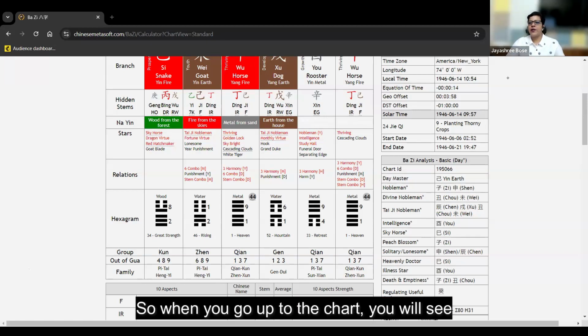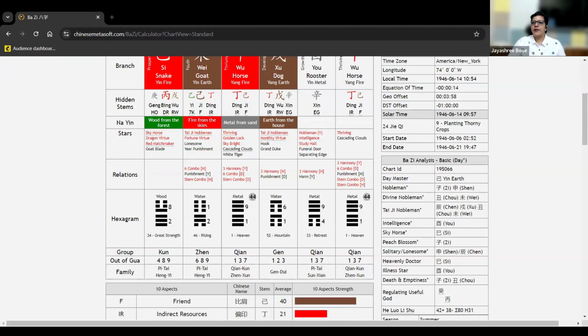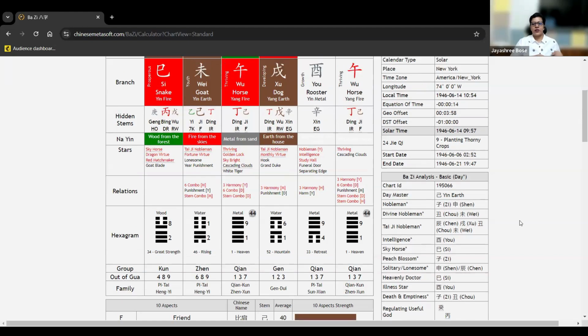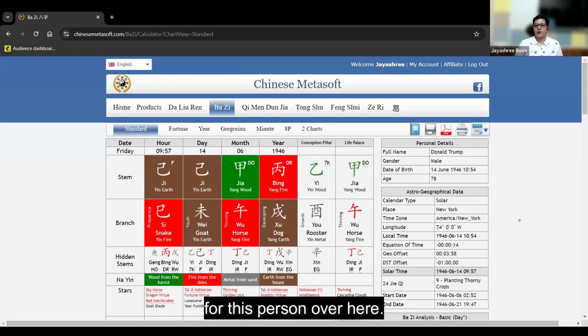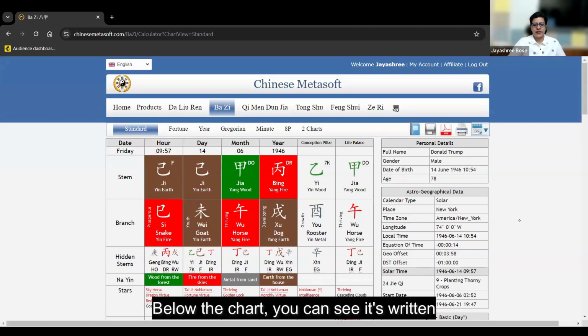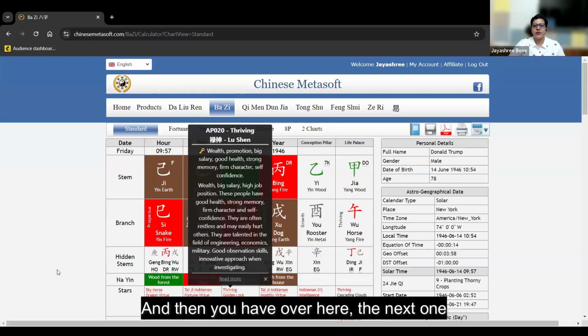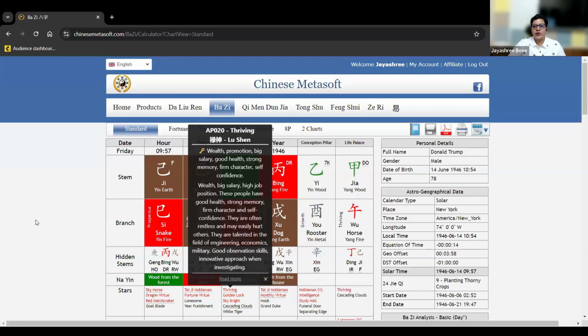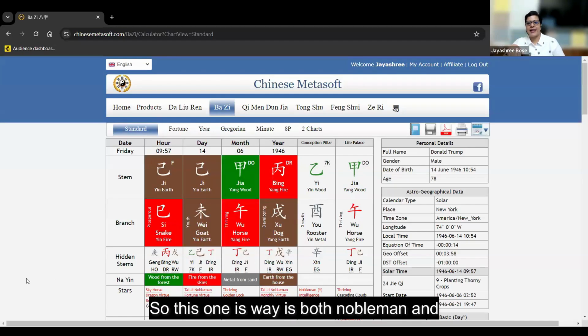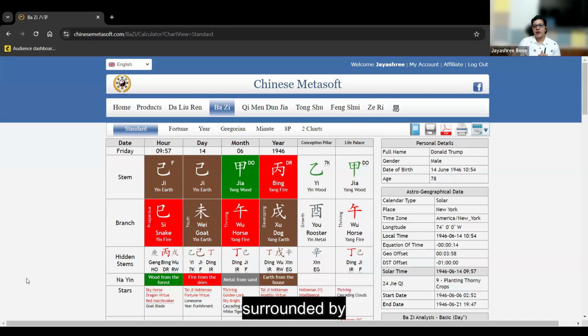Okay. All right. So when you go up to the chart, you will see the Taiji nobleman and so you have the Taiji nobleman for this person over here. The dog is the Taiji nobleman. Below the chart, you can see it's written as Taiji nobleman. Okay. And then you have over here the next one, again, another Taiji nobleman and the nobleman. All right. So this one is Bue is both nobleman and Taiji nobleman. So basically, in this person's case, they are surrounded by noblemen in their life.